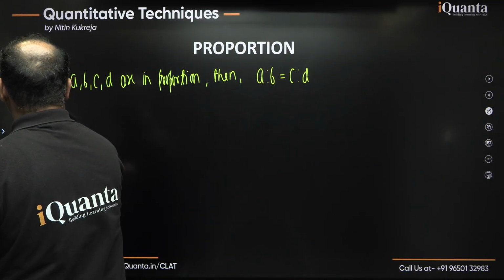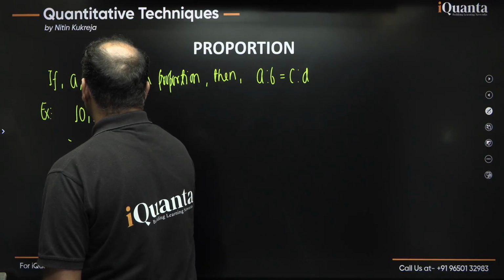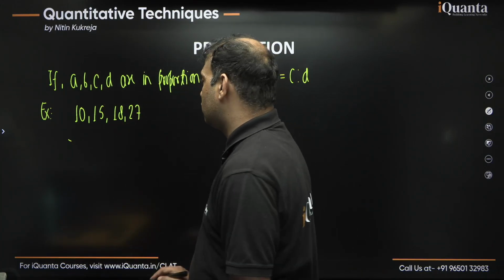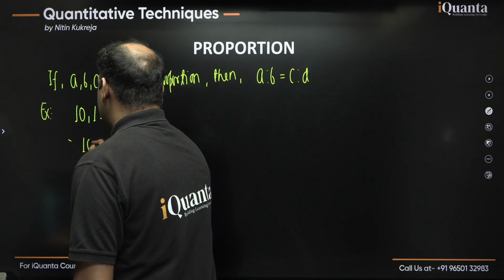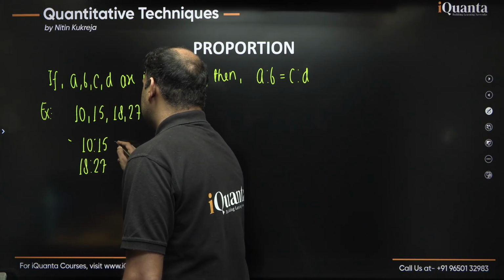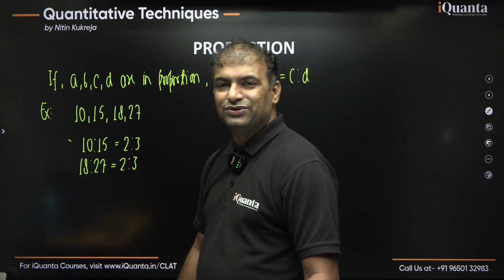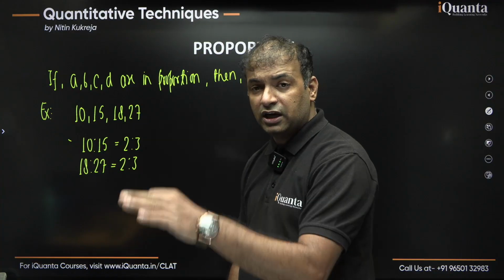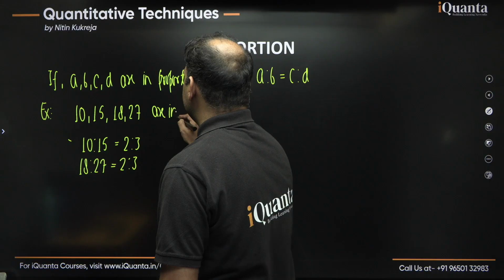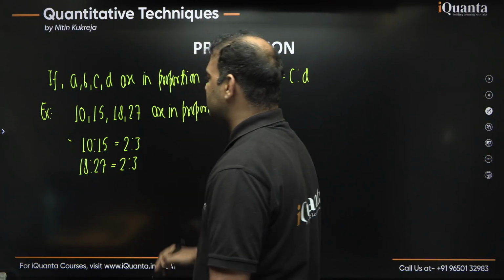Let me take an example. Suppose there are a few numbers given like 10, 15 and let's say 18 and 27, right? Now let's see, are these four numbers in proportion or not, right? So guys, how do we check? Take the ratio of the first two terms and also the ratio of the last two terms, right? Now 10 is to 15 luckily is 2 is to 3, and 18 is to 27 is also luckily 2 is to 3. So yes, the ratio of the first two terms is equal to the ratio of the next two terms. That means we can say yes, these four numbers are definitely in proportion, right guys? We can definitely say this thing.